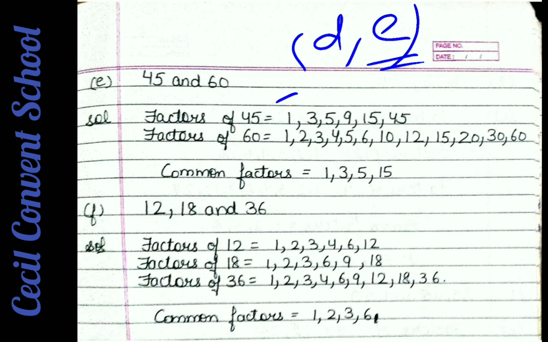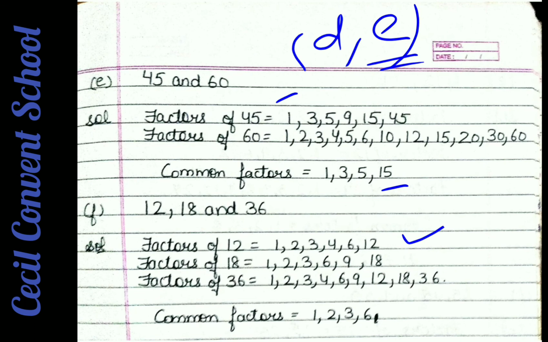Now you find the common factors. 1 is common, means present in both the numbers. Then you see 3 is common in both, so you write 3 here. Then you see 5 is common in both, you write 5. Then 15. So these are the common factors of 45 and 60. Now students, we do the F part.